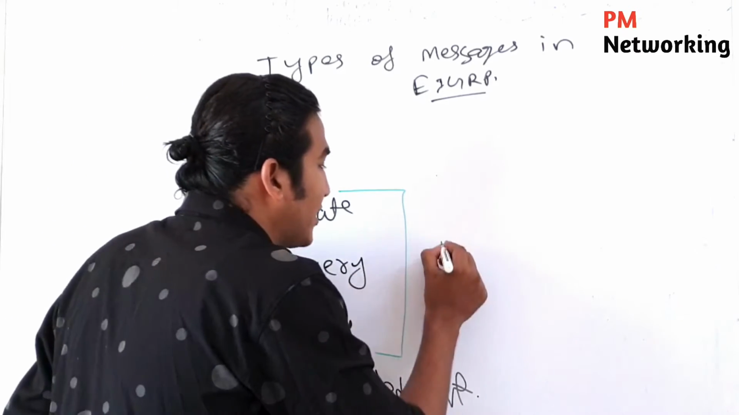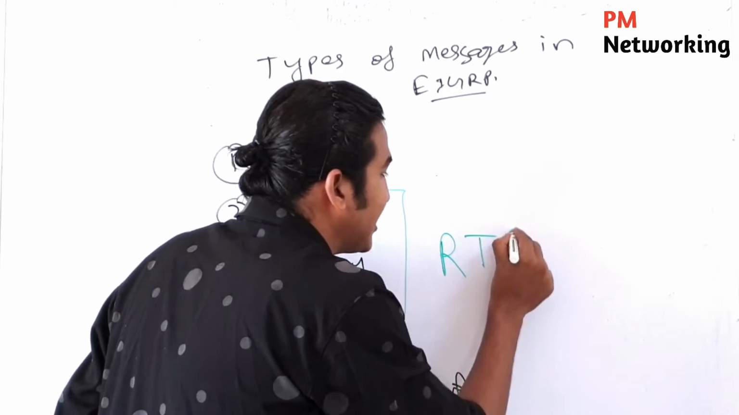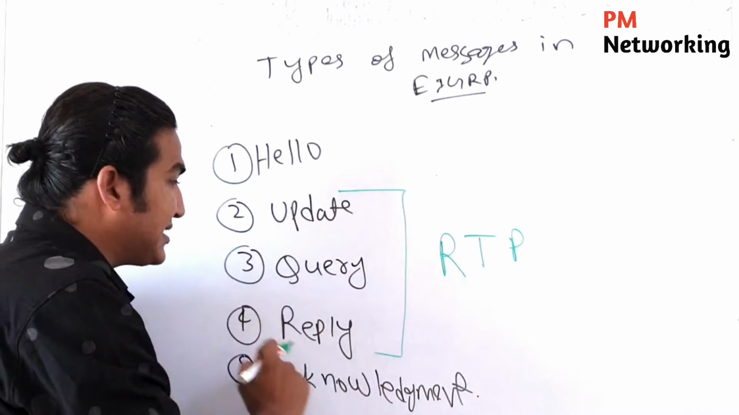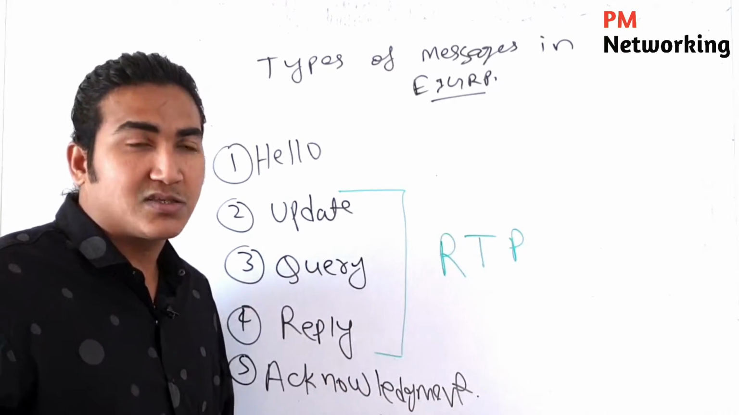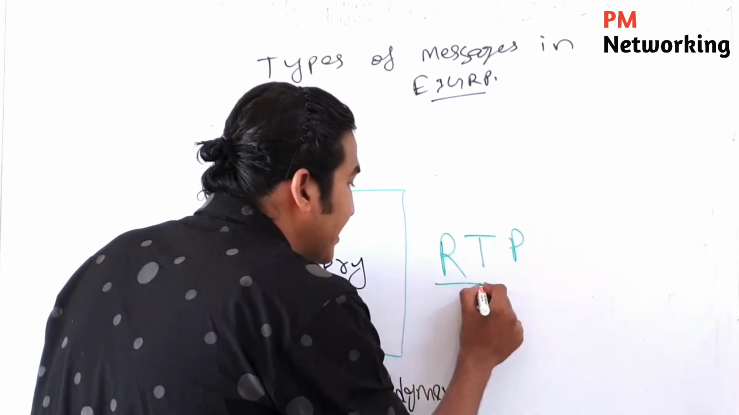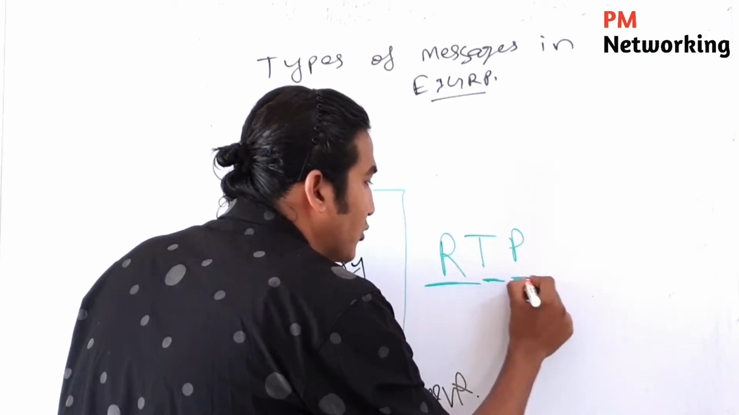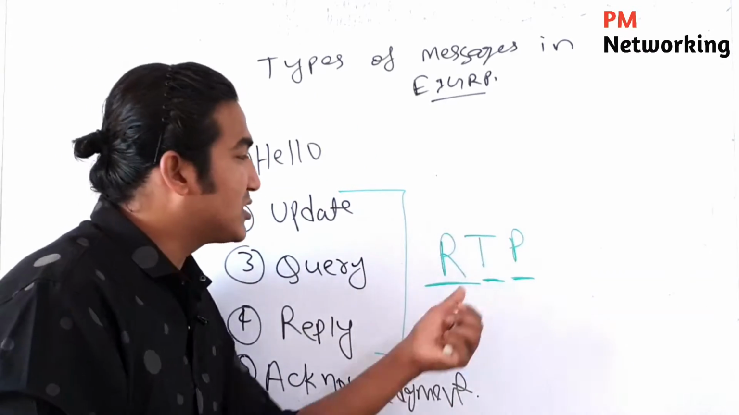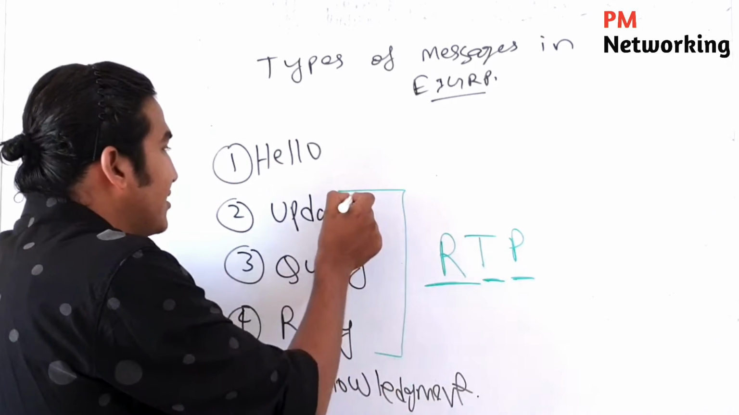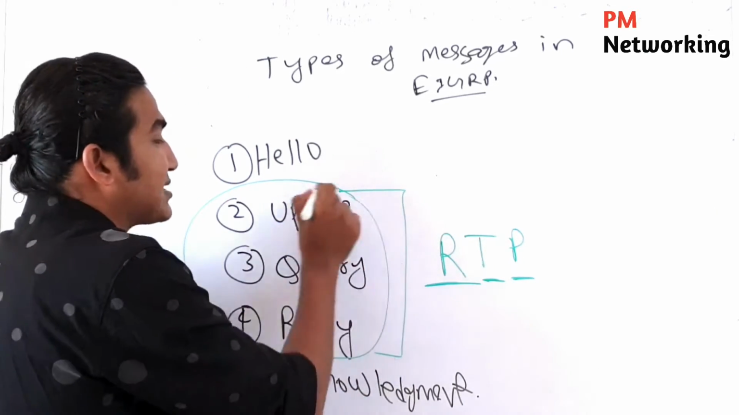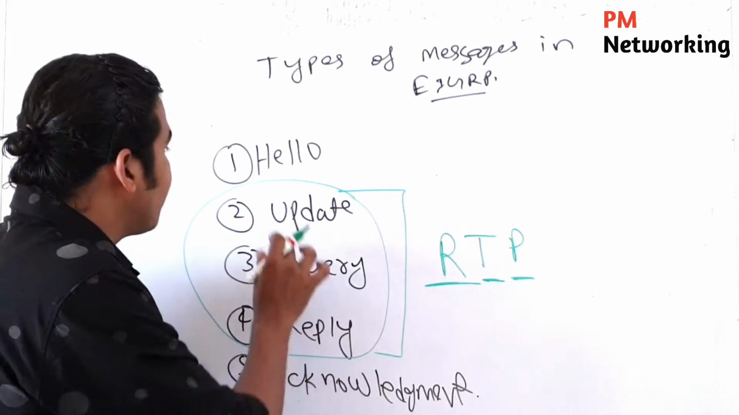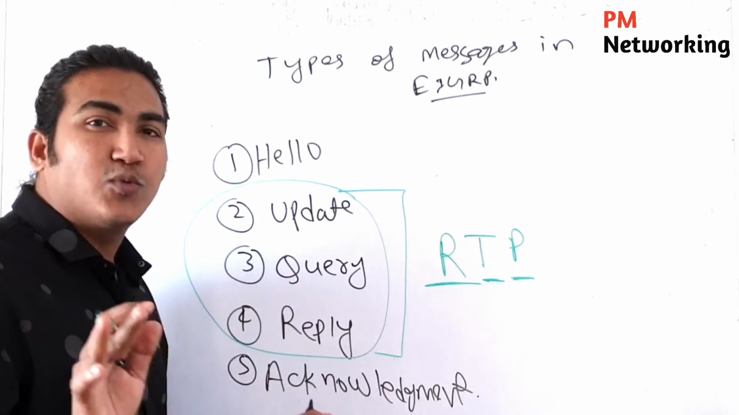So guys, here is one protocol, that is RTP. RTP protocol is responsible to make these 3 messages reliable messages, okay? RTP stands for Reliable Transport Protocol, which EIGRP uses to make these 3 messages reliable, okay? Now let me discuss every type of message one by one.